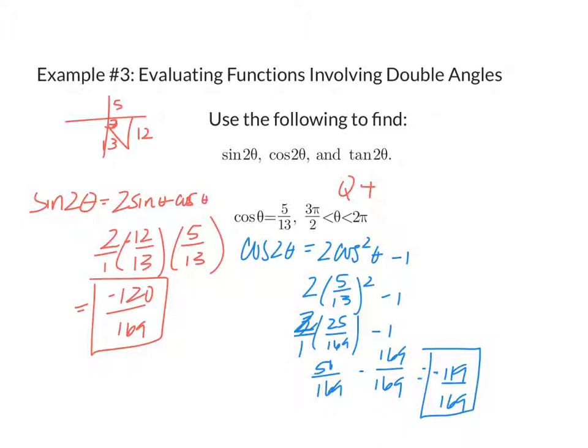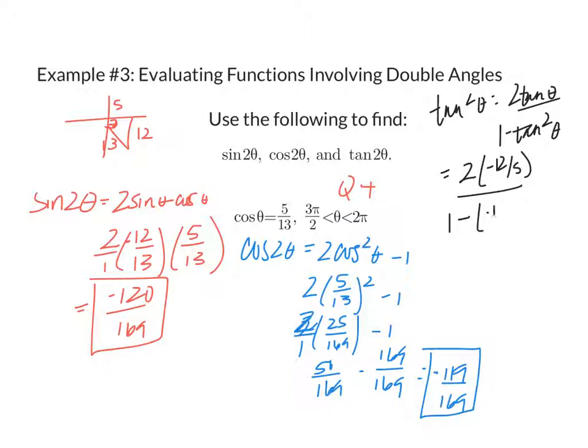The last one, again, I'm going to switch colors. If I want to find tangent of 2 theta, that's the same thing as 2 tan theta over 1 minus tangent squared theta. So that would give me 2 times tangent, which is opposite over adjacent. That would be 12 over 5. Tangent is negative in that quadrant, so this would be negative 12/5, over 1 minus, again, negative 12/5 squared.